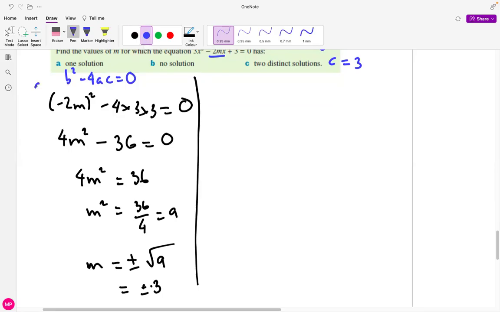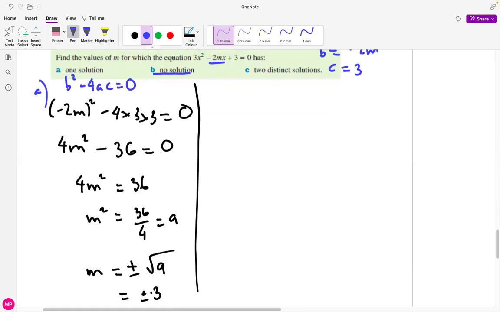Now that's A. For B, if you want no solution, so no solution means b squared minus 4ac is less than 0. So you're pretty much doing the same thing. Instead of letting it equal 0, you make it less than 0. So you would have this 4n squared minus 36. I just copy it over, but this time I do less than 0. Now the thing is, when you solve an inequality of a quadratic equation, you can't just move 36 over and then divide by 4 and then keep the less than.